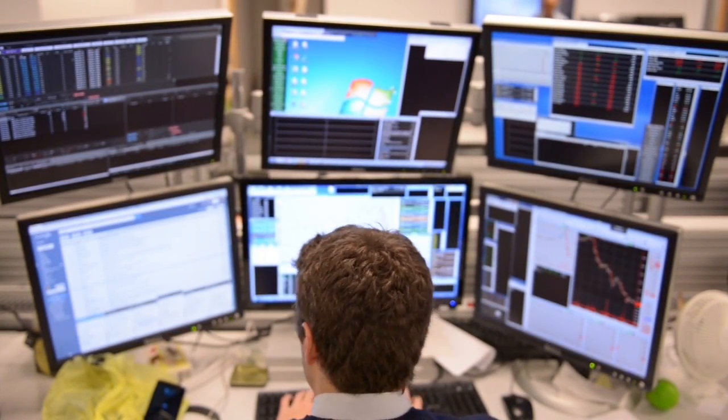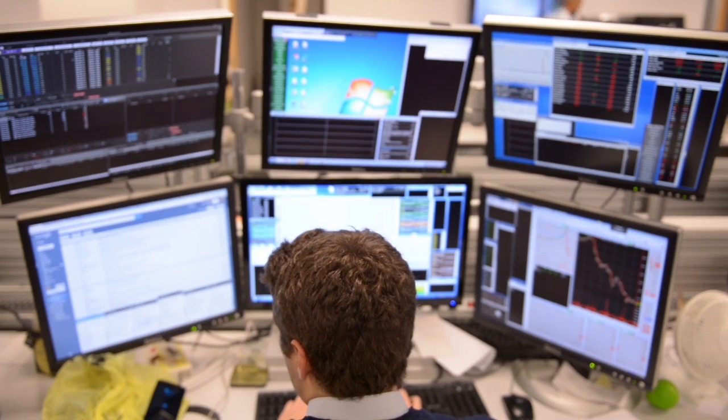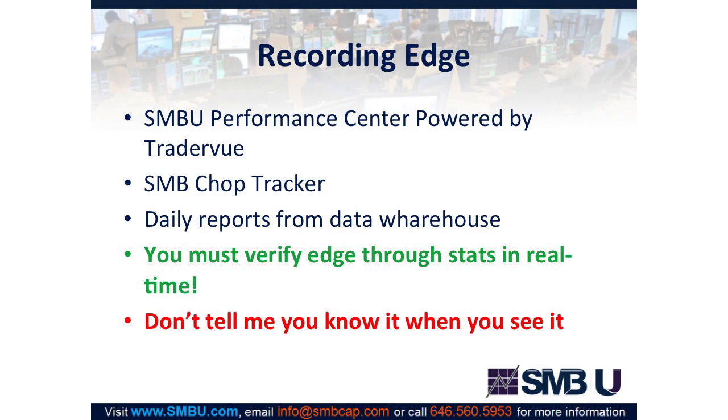Here are the specifics to the setup. And it's not just their feel or their thoughts. These are verifiable, recorded, tagged data of what they're doing well presently. We used to have something called the S&B Chop Tracker to do that when we first started. Now we have the S&B BU Performance Center.